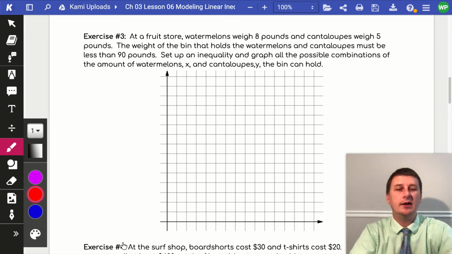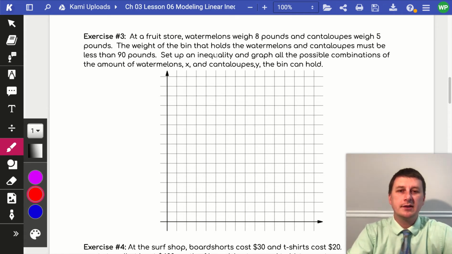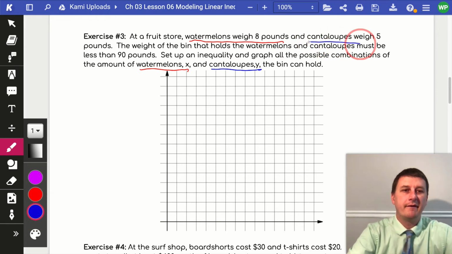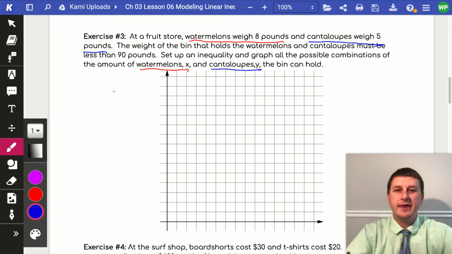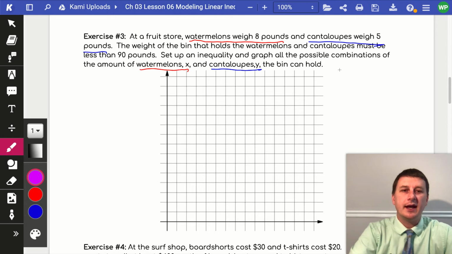So set up an inequality and graph all the possible combinations of the amount of watermelons X and cantaloupes Y the bin can hold. So let's see. Watermelons are going to be represented by X, and cantaloupes are going to be represented by Y. We know that watermelons weigh 8 pounds each, and cantaloupes weigh 5 pounds each. So that is enough information to set up one part of our inequality, the 8x, because 8 pounds per watermelon plus 5 pounds per cantaloupe.